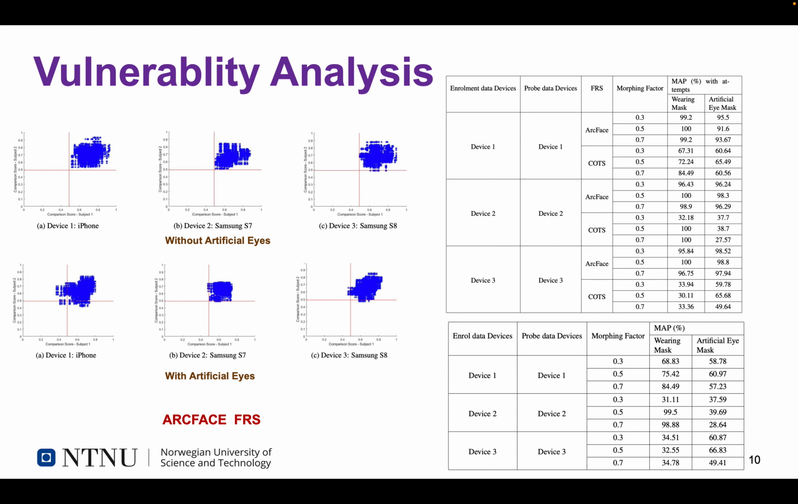So these are the quick results on the vulnerability. Here we show the vulnerability on the left, with different scatter plots for the mask morphs both with artificial eyes as well as without artificial eyes. Most of the comparison scores of the face recognition system, ArcFace, are clustered towards the top right corner. If something is clustered in the top right corner, then the threshold for both subject 1 as well as subject 2 has been crossed. That means these systems are highly vulnerable to the custom silicone face mask attack.